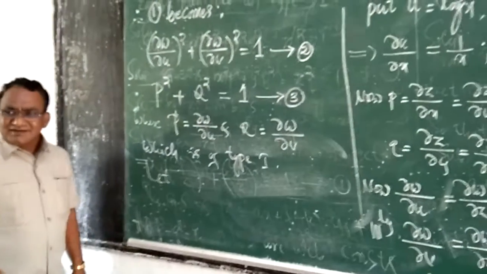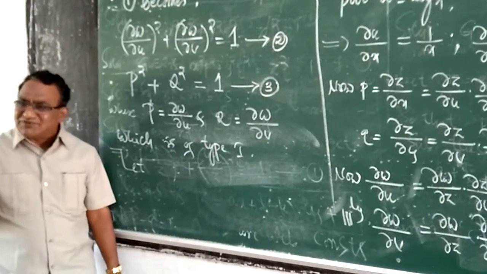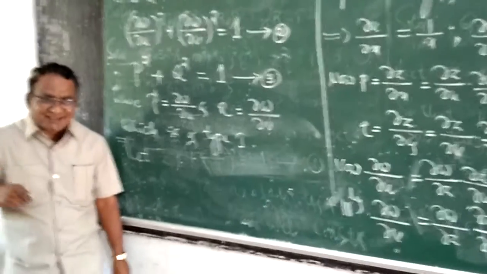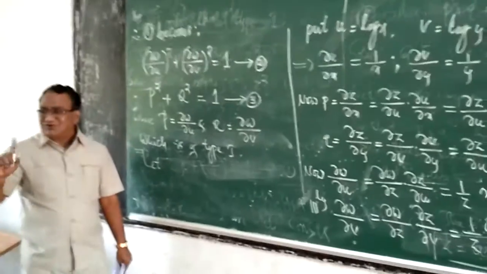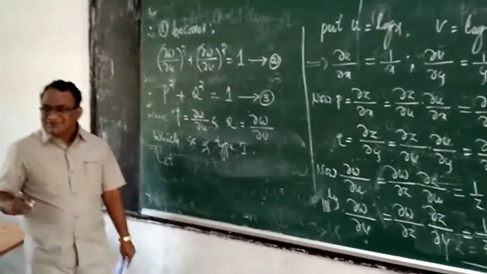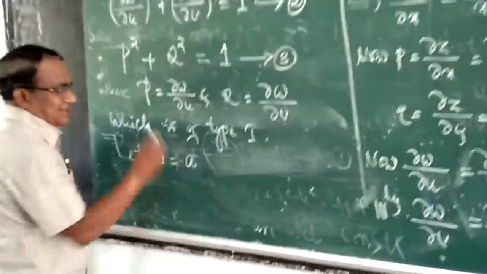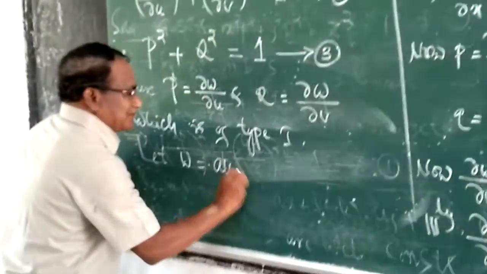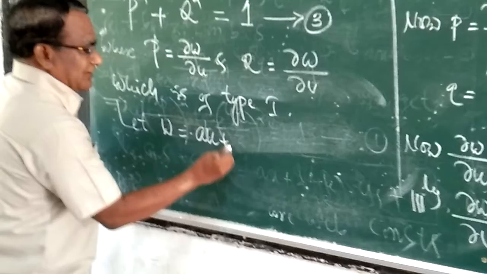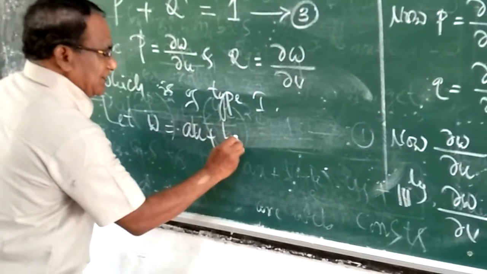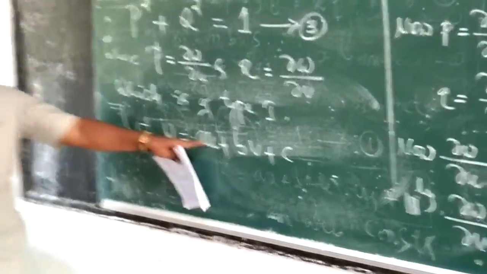Let... there, what did you write? You wrote z is equal to ax plus by plus c. Here, what did you write, I am asking. Instead of z, what you have to take? W is equal to a into, instead of x, what you have to take? U plus, instead of y, what you have to take? V plus c. Of course, where a, b, c are arbitrary constants.